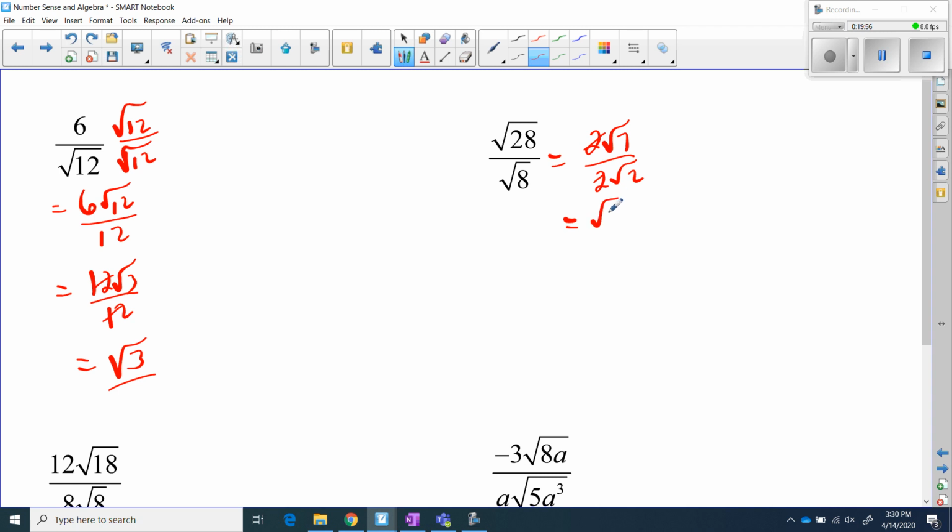Now I'm down to radical 7 over radical 2. Not allowed to have radicals in the bottom. So I'm going to have to multiply by square root 2 over square root 2. That's how you rationalize. Multiply the two radicals. Radical 14. Radical 2 by radical 2, you just get a 2. Finished. Can't divide those because one's a radical, the other one's not a radical.